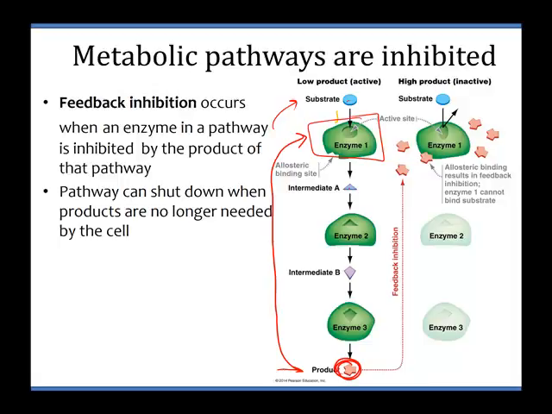This process of producing a product and that product traveling back to shut down that first enzyme is called feedback inhibition. Feedback inhibition. So this shuts down a pathway when products are no longer needed by a cell.